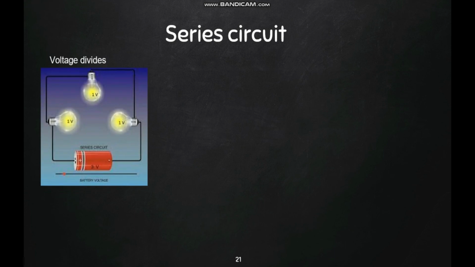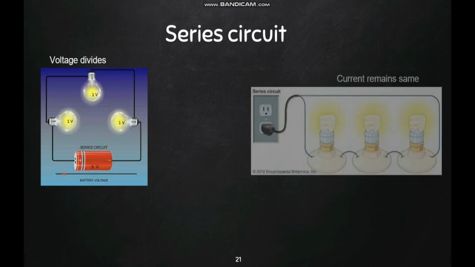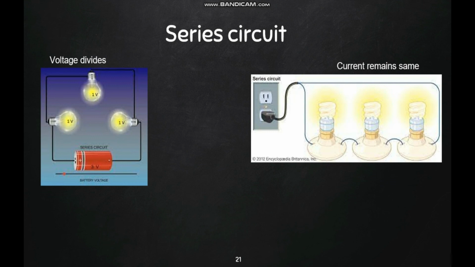Moving on, looking at series circuits. As we discussed, in a series circuit, voltage divides. As we can see, there's a 3 volt cell, and the voltage is divided accordingly among the 3 components available there. So the voltage divides in series circuits. And looking at current, it remains the same in a series circuit. The 3 bulbs, as we can see right there, have the same current across them.